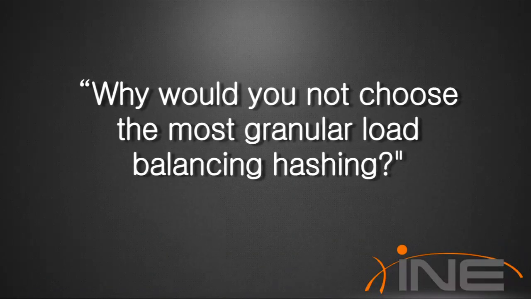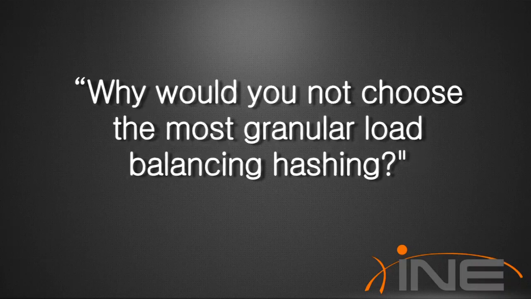Why would you not choose the most granular load balancing hashing? I'm not really sure why you would not. The only potential issue would be if the platform gets overwhelmed with making the decision, so if your platform has some sort of CPU limitation on how fast it can do the hashing. As far as I know, Nexus, especially Nexus 7000, does not have that problem. But with a 6500, depending on the supervisor and the particular line cards you have, you may hit some hardware limitations on what you can or cannot do.